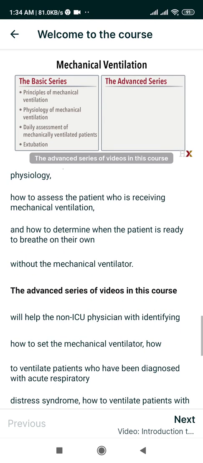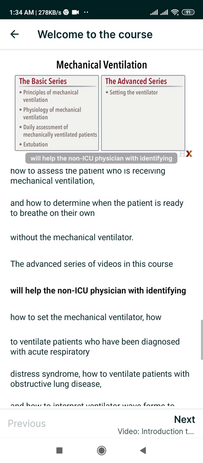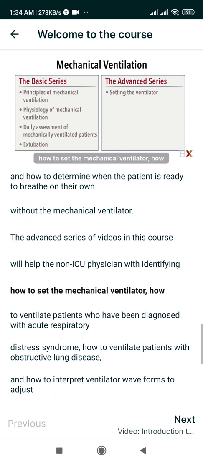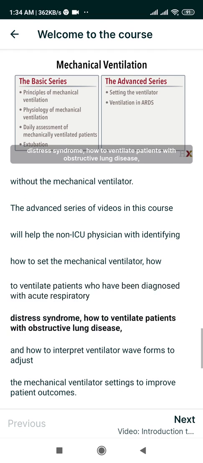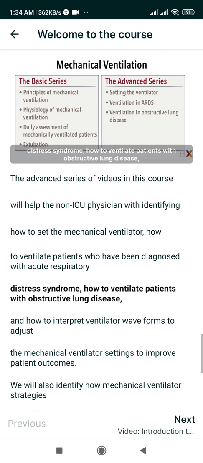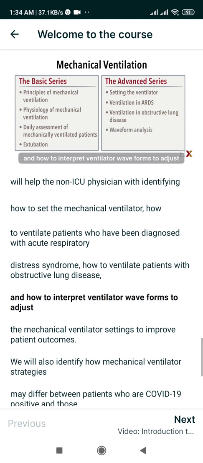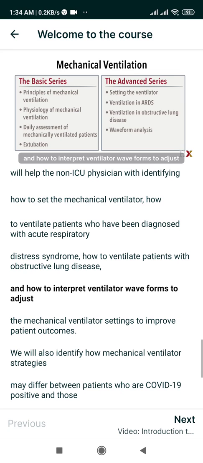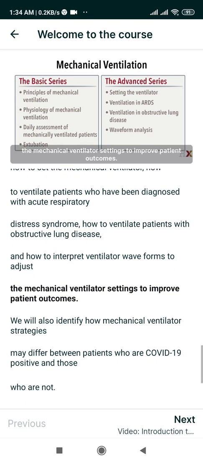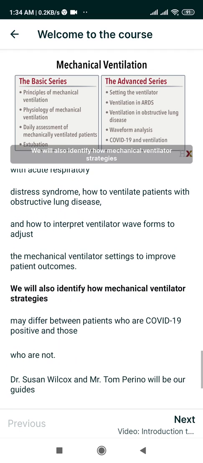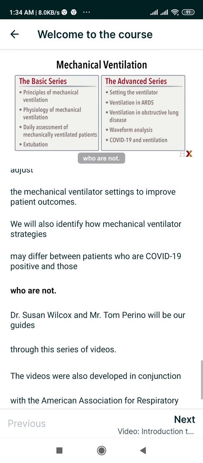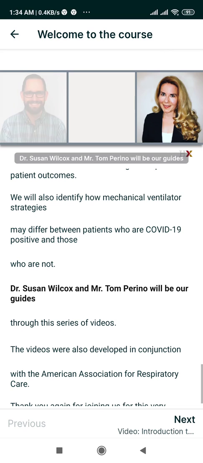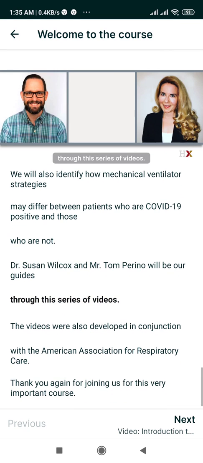The advanced series of videos in this course will help the non-ICU physician with identifying how to set the mechanical ventilator, how to ventilate patients who have been diagnosed with acute respiratory distress syndrome, how to ventilate patients with obstructive lung disease, and how to interpret ventilator waveforms to adjust the mechanical ventilator settings to improve patient outcomes. We will also identify how mechanical ventilator strategies may differ between patients who are COVID-19 positive and those who are not. Dr. Susan Wilcox and Mr. Tom Pereno will be our guides through this series of videos.